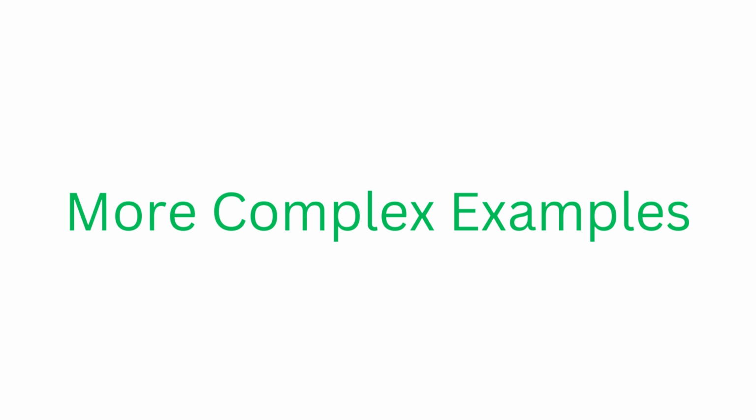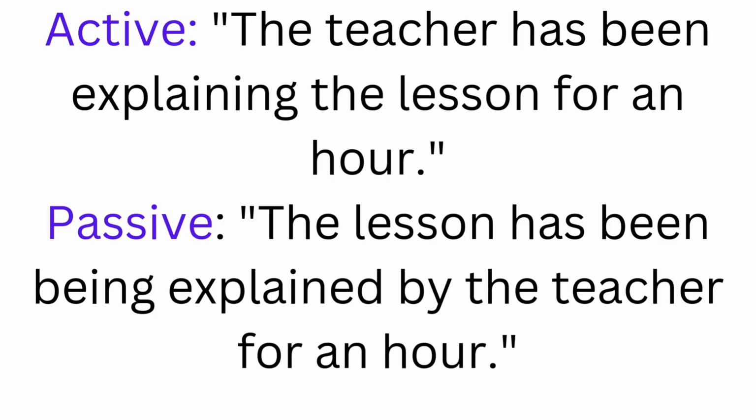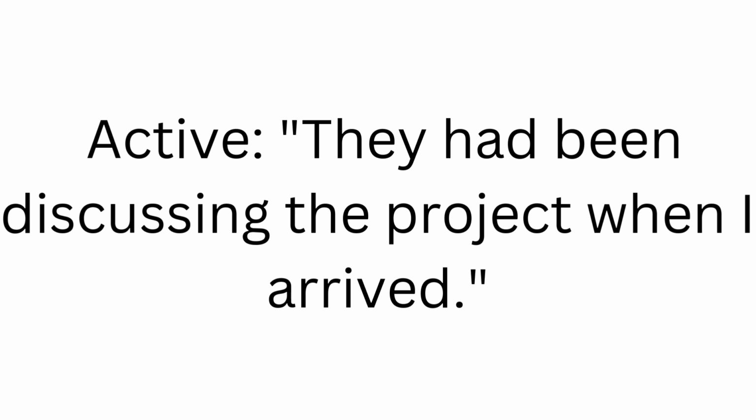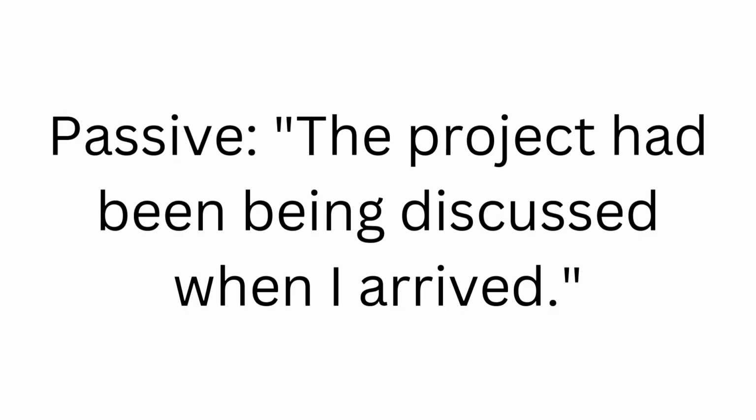More complex examples. 1. Active. The teacher has been explaining the lesson for an hour. Passive. The lesson has been being explained by the teacher for an hour. 2. Active. They had been discussing the project when I arrived. Passive. The project had been being discussed when I arrived.